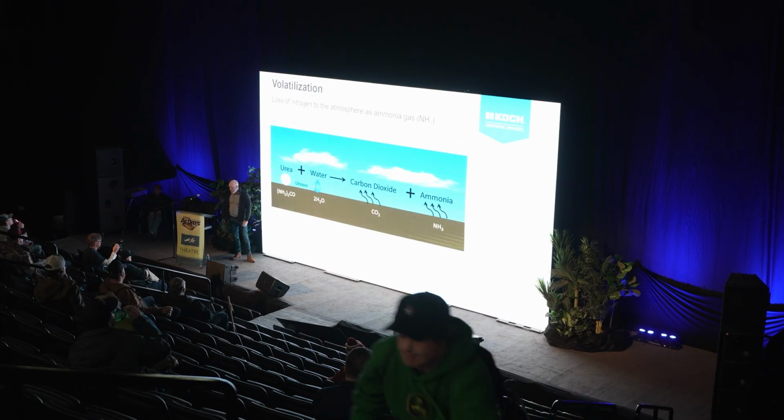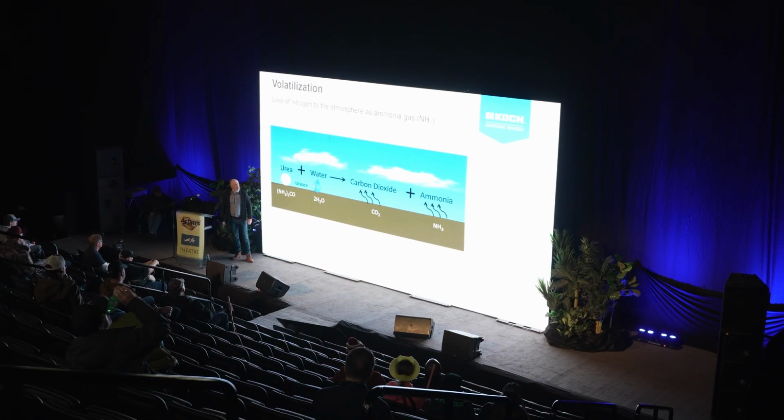So how does volatilization happen? When we put urea out on the field, it's a great product, it's nice and stable, but unfortunately for us, urea can't be taken up by the plant. So it is an inaccessible form of nitrogen for your plant. It does need to get all the way down here, all the way down to ammonia. And how does it do that?